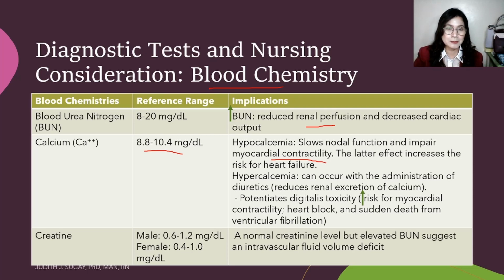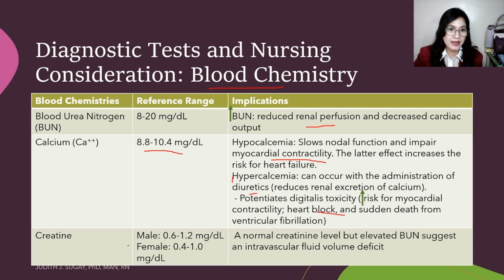If there is increased calcium, more than the normal range, okay, this can actually happen with the administration of diuretics. Okay, because this will reduce renal excretion of calcium. So this potentiates digitalis toxicity, which will again increase the risk for impaired myocardial contractility. What else? Heart block and sudden death from ventricular fibrillation.